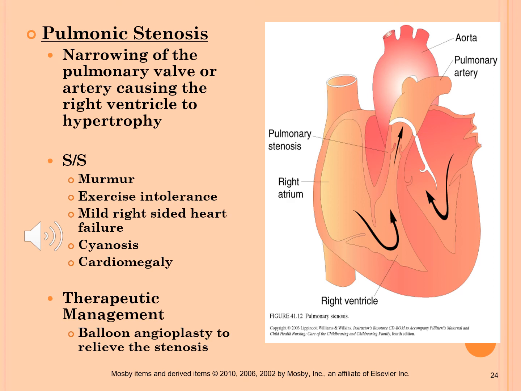cardiomegaly, and CHF. Again, CHF because if blood can't get out through that pulmonary artery or valve, it's just going to back up, creating right-sided heart failure. Management is typically a balloon angioplasty by cardiac cath to help open up that narrowed or stenosed area, thereby relieving the obstruction.